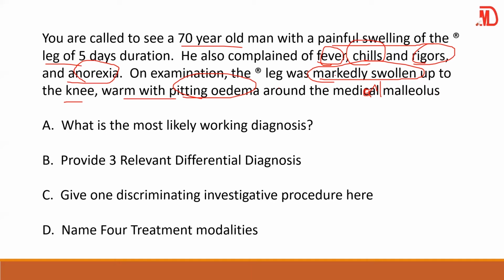So one, always elevate the affected limb. If the person is affected on the leg, put a pillow under the leg so it will be elevated. Why? Because you want to reduce the swelling. That's the reason why you are elevating the limb. Then of course, we said cellulitis is a bacterial infection, so definitely you want to throw in your antibiotics.